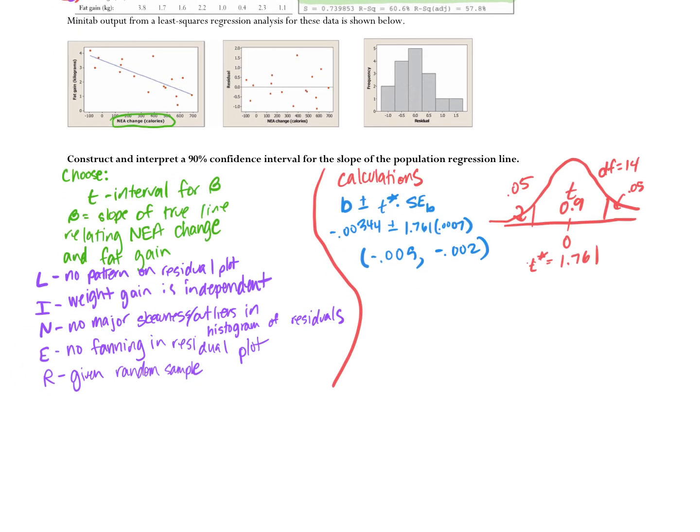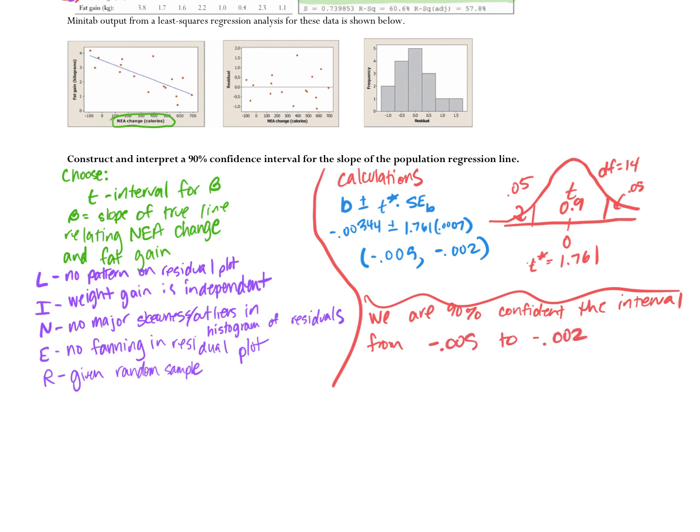All right. And then lastly, we are 90% confident the interval from negative 0.005 to negative 0.002 contains the slope of the true line relating NEA change in fat gain.